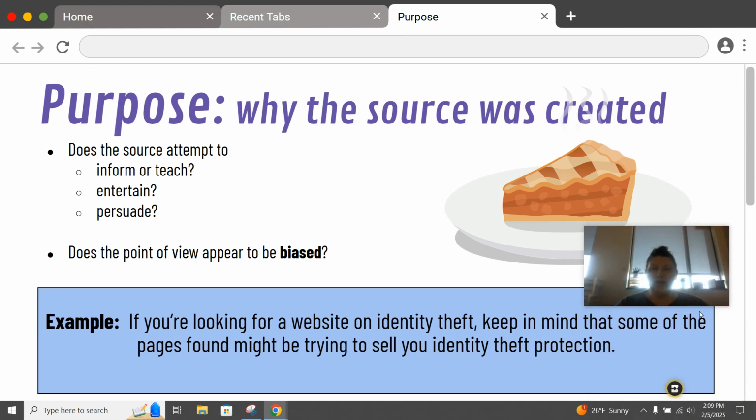Something to keep in mind is whether a source might be trying to sell you something. So if, for example, you're looking for a website about identity theft, keep in mind that some of those pages might be trying to sell you the product. So they might be inflating some aspect of the product rather than just giving you the information.